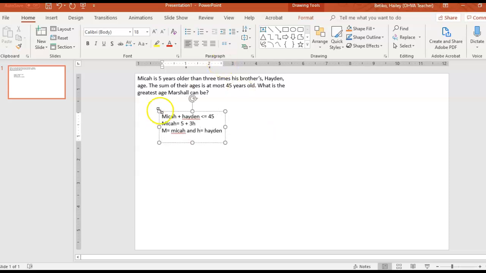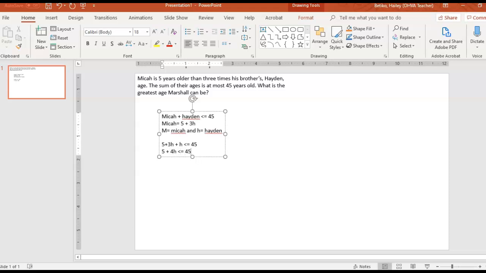Now, up here, in the original, M plus H is less than or equal to 45. We can replace the M with what it is. So we can replace this Micah with 5 plus 3H. So 5 plus 3H plus Hayden is less than or equal to 45. And now we're just solving a regular problem. I can combine like terms, 3H plus H, that would be 4H. So 5 plus 4H is less than or equal to 45.